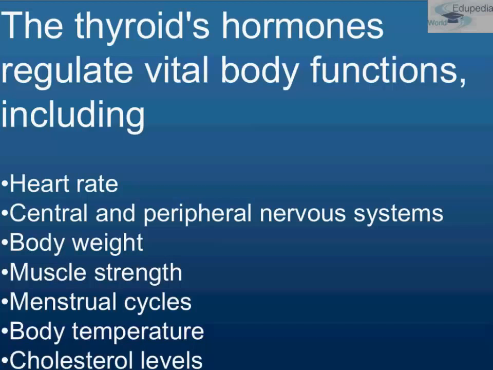Now the thyroid hormones regulate vital body functions, and which are those? It includes heart rate, the central nervous system and peripheral nervous system. It also includes your body weight, because thyroxine, a hormone of the thyroid, controls the body weight. Its increased production leads to weight loss, and decreased production leads to obesity, that is increase in body weight. And muscle strength, it also influences the strength of the muscles.